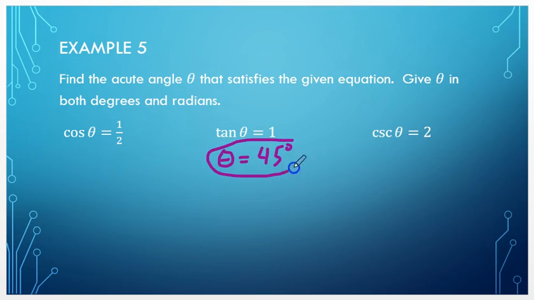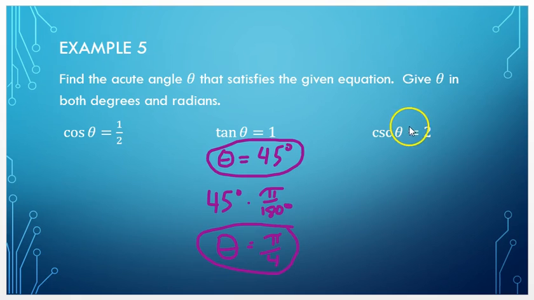So that's one part of my answer, but they also want the answer in radians. So again, I'm going to convert this. If I take 45 degrees and I multiply this by pi over 180, that's that process of converting between degrees and radians we looked at earlier, then the other form of my answer, since 45 over 180 reduces to pi over 4, that's my other answer. So here's the answer in radian mode, here's the answer in degree mode. So one last quick example.